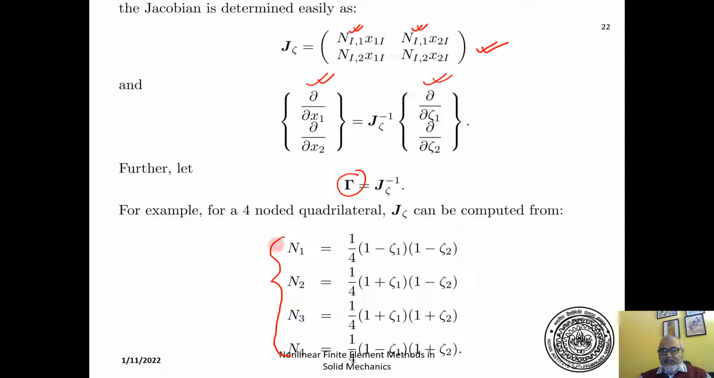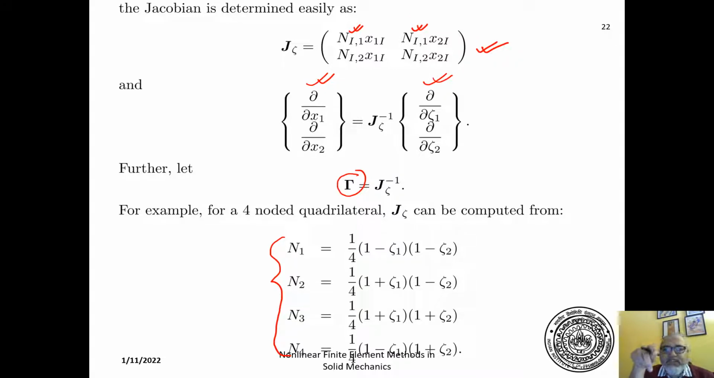And these shape functions would differ for different kinds of parents. For a four-noded, it is this. For others, it will be a different set of functions. But whatever they are, we can always calculate their derivatives with respect to zeta 1, zeta 2, and if it's 3D, zeta 3 as well.